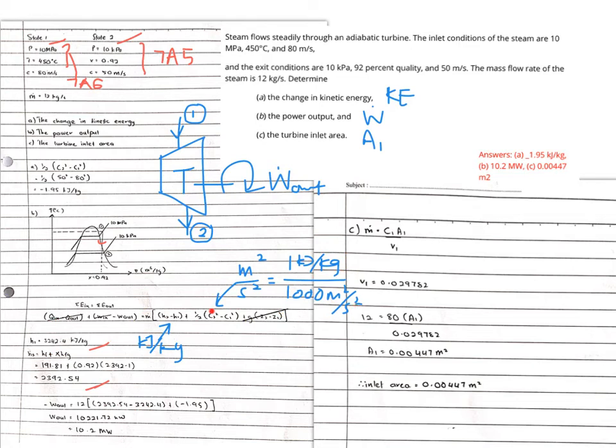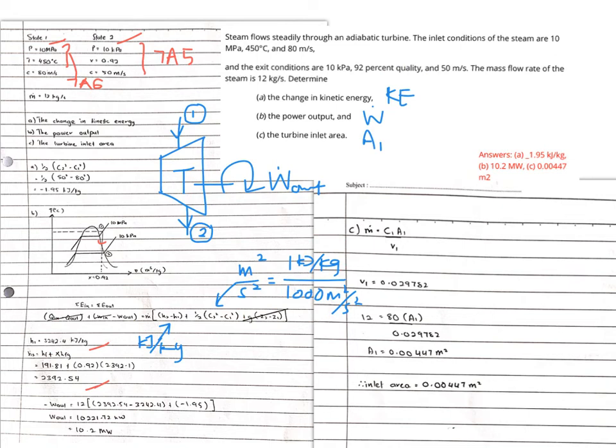So you plug in the value of your c2, 50 meter per second squared, minus your 80 meter per second squared, divided by 2000, since you want to change it into kilojoule per kg. So this is the value that you got, and in the end it will give you these answers, which is 10.2 megawatt. It is about the same, this one, right? And it's also answering the first question over here, which is negative 1.95 kilojoule per kg, right? You need to change into this equivalent unit first.